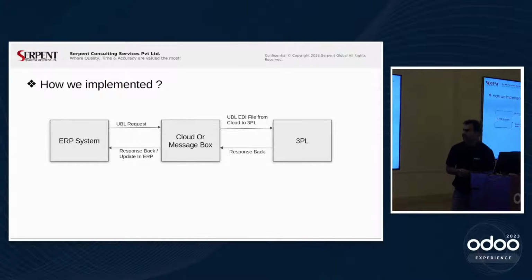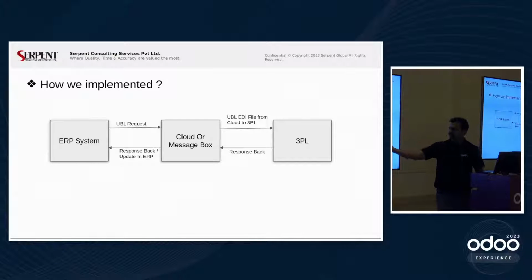So first of all, I just drew a little diagram to understand the basic process, how it's working. Here the ERP system is the main thing, and in between we have a cloud or a message box, or we can say a middleware server. For example, let's take Microsoft BizTalk. Microsoft BizTalk is a middleware server. When we send a request, it checks the request, does the encryption, and then sends it to the third-party logistics.